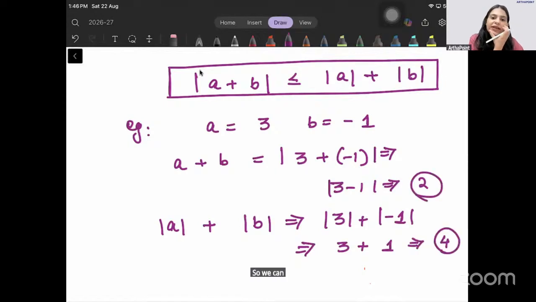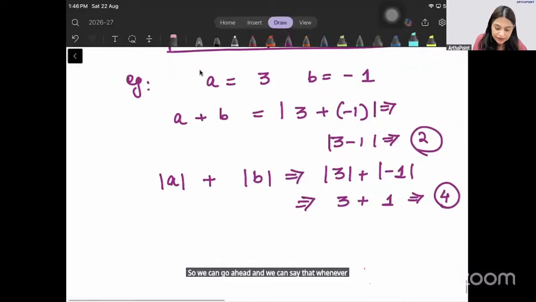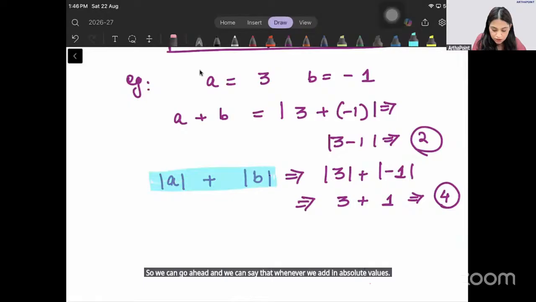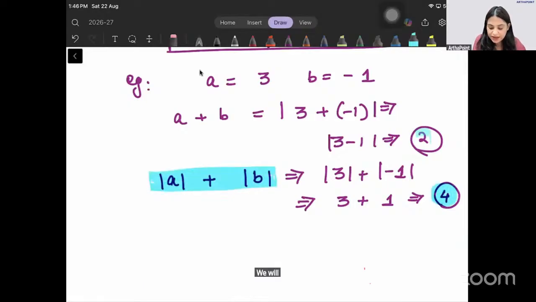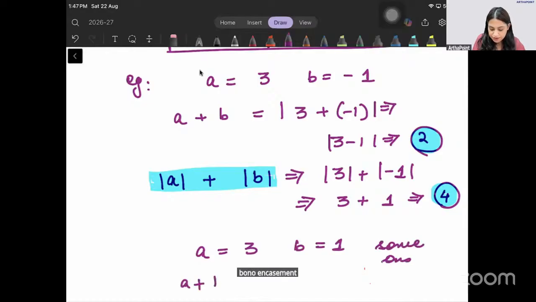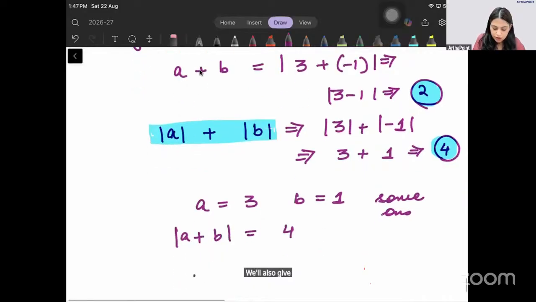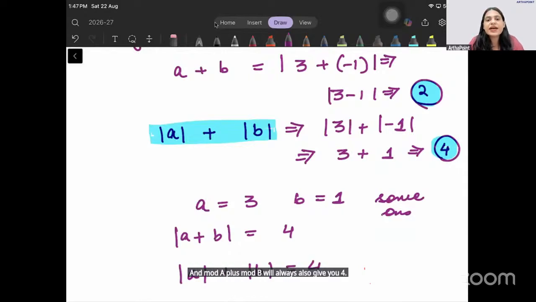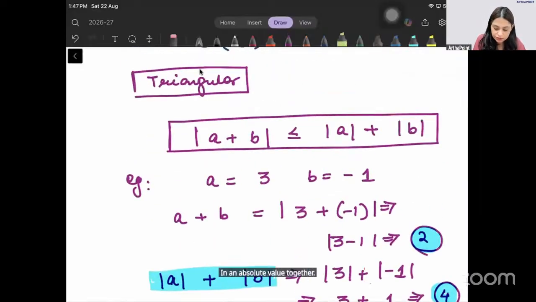So we can say that whenever we add in absolute values, we will always get a higher number. Equal bhi ho sakta hai, not always a higher number. If you take a as 3, b as 1, you will get the same answer in both cases. |a + b| will give you 4, and |a| + |b| will also give you 4. So we are saying that |a + b| will be less than or equal to |a| + |b|.